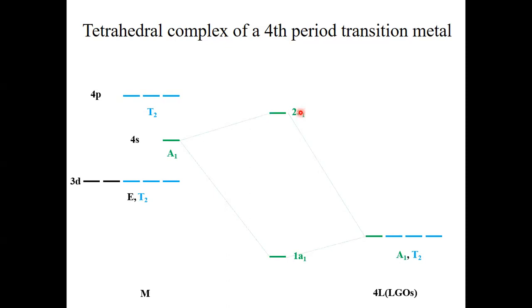Then we can go to the next symmetry type. We can, for instance, choose the symmetry type T2. Now we realize that 3 of the 3d orbitals have that symmetry type, but also the 4p orbitals have that symmetry type. In addition to that, on the ligand side, 3 ligand group orbitals have that symmetry type. So overall, we combine 9 orbitals, and that means that we need to get 9 molecular orbitals. But it has to be 3 sets of triply degenerate orbitals, okay?